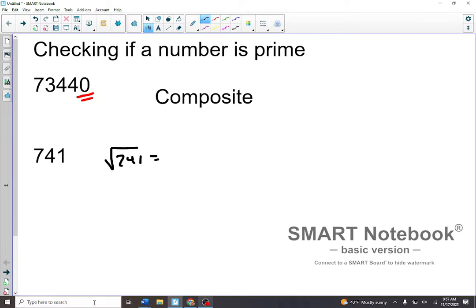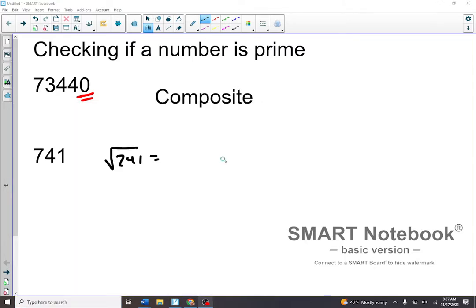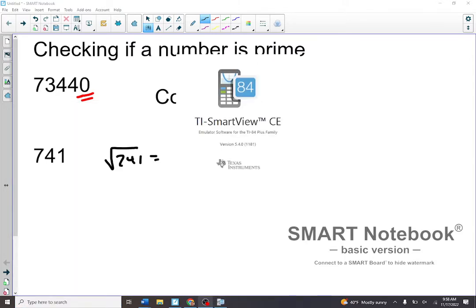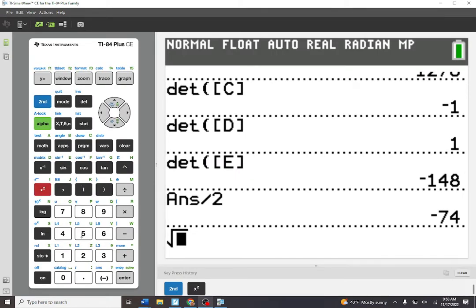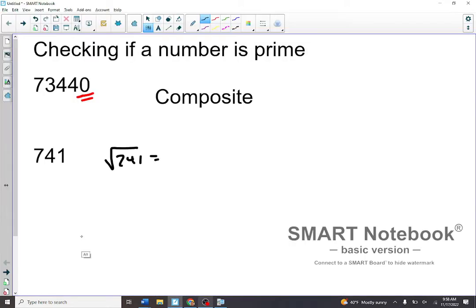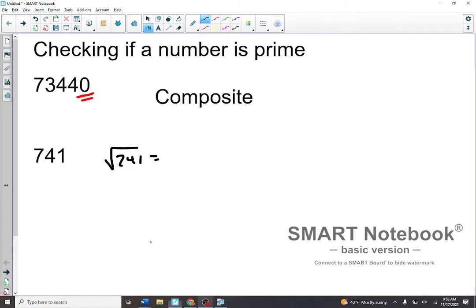How do you do the square root of 741 with a calculator? Pull up the calculator. It's second, and then the x squared button, it should be from the 7 button up and left. So second, square root, 741. So this is like 27-ish.